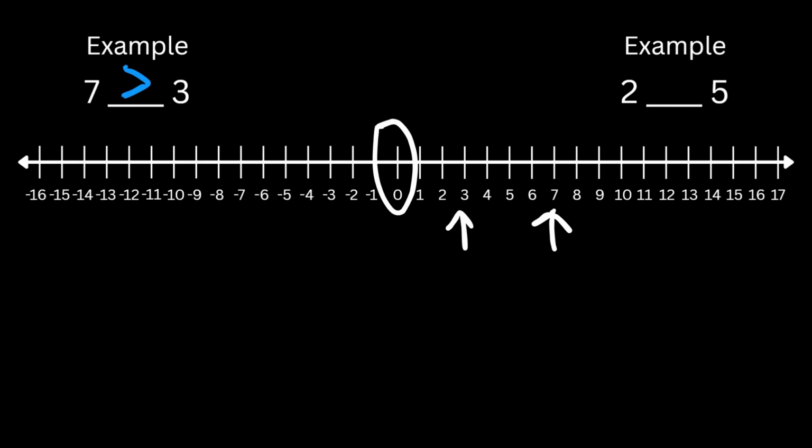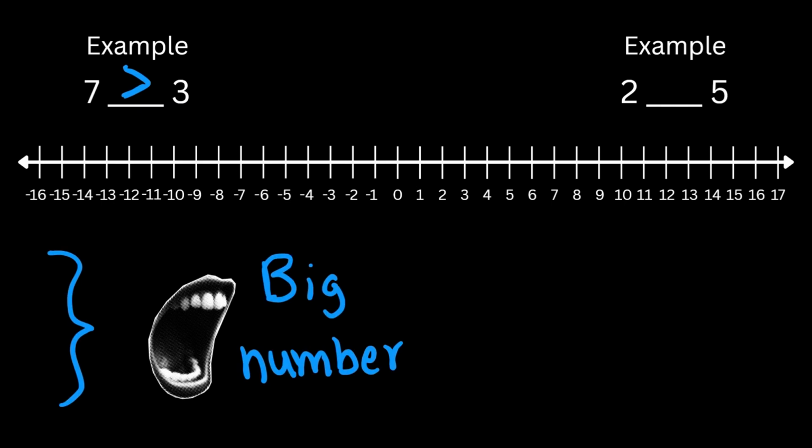Now, if you want to do this mentally, think of it as a mouth opening and trying to eat the big number. Now, let's look at our next example. Let's locate 2, and next, let's locate 5. As you see, 2 is smaller than 5. That's because 2 is closest to 0 and they are on the right side of the number line. So 2 will be less than 5.